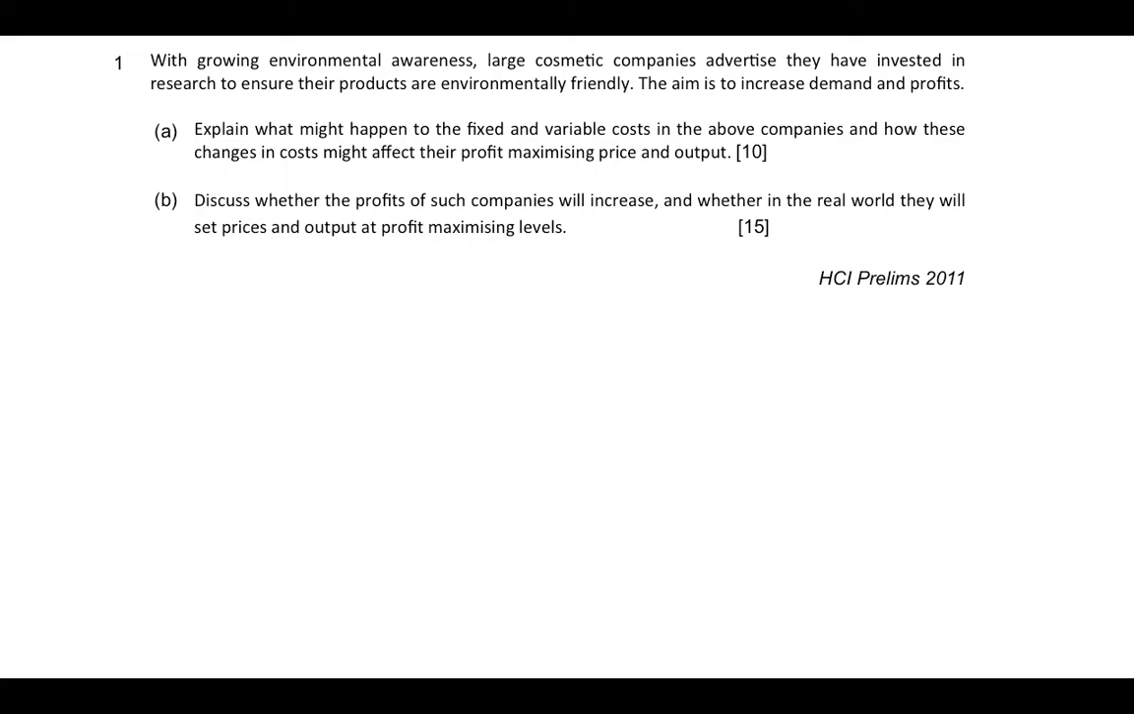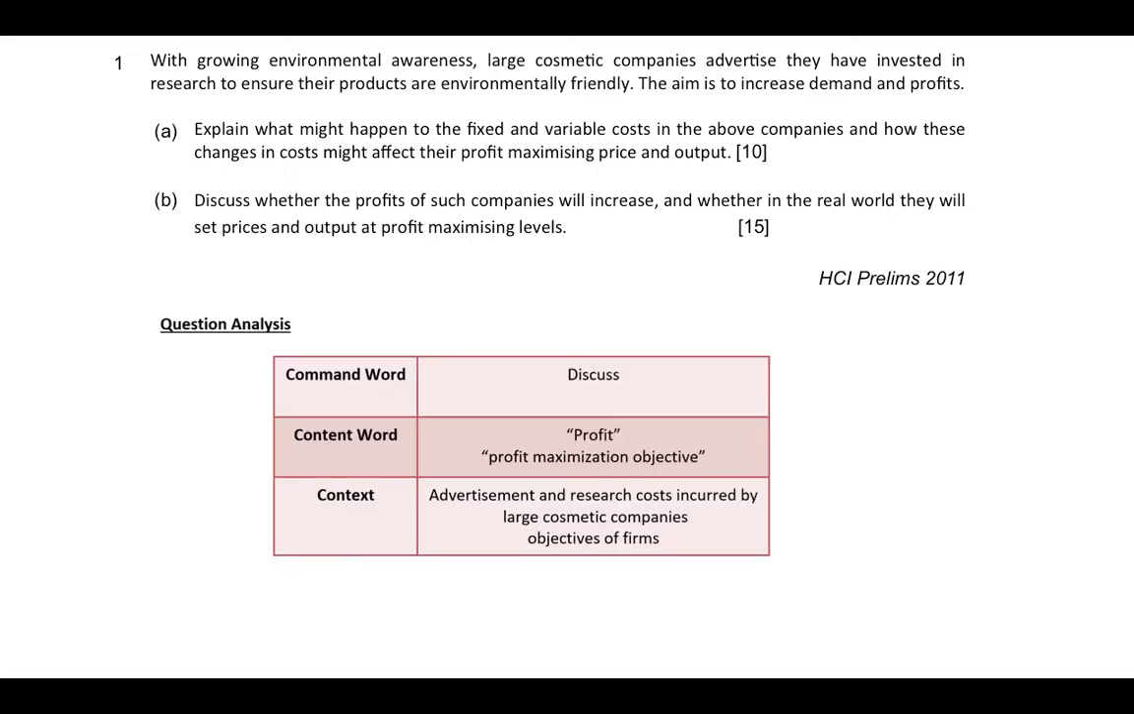Discuss whether, as a result of this, profits of such companies will increase, and whether, in the real world, firms such as your large cosmetic firms will set prices and output at profit maximizing levels. So if you apply your 3Cs, same thing, discuss whether profits here will increase. That's the first part of your question. The second part is whether in the real world, firms will set prices and output at profit maximizing level.